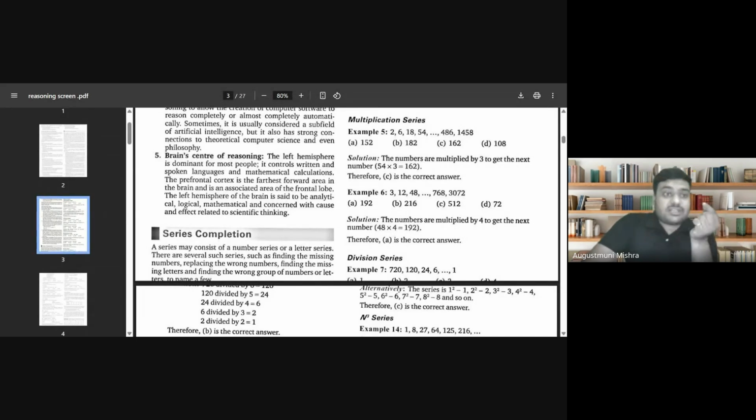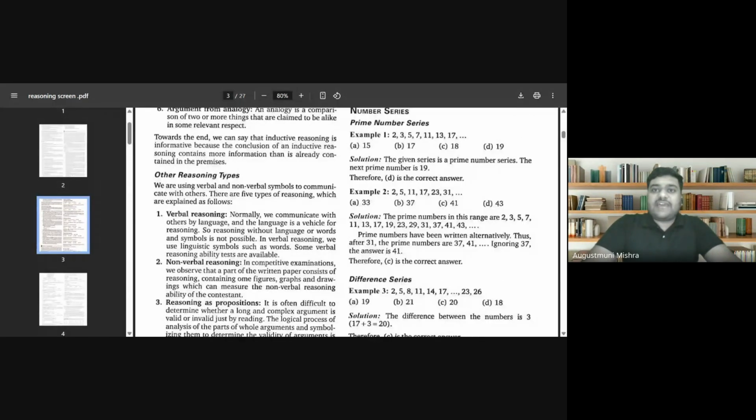So what you have to do in the exam, if there is a question of series completion, it can relate to the missing numbers, replacing numbers, or the wrong numbers, or it can also relate to the letter series. So there also you have to understand. Okay, so I'm just moving on and I will start with the number series examples. Here also you can just try, because the answer is already given, but I'm going to explain it to you.